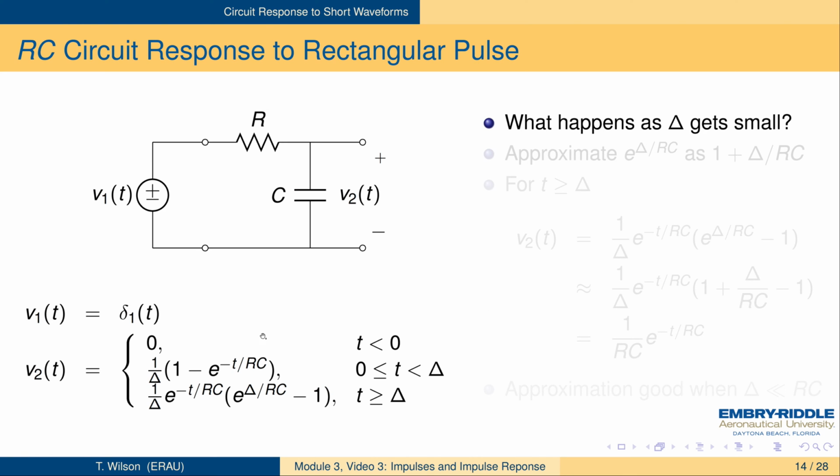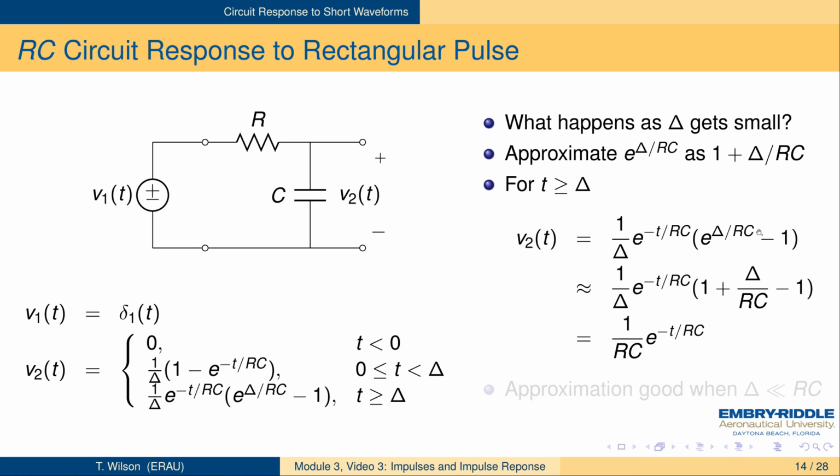So we input this waveform, and let's see what happens to this expression down here for t greater than or equal to delta as delta gets small. We're going to use a Maclaurin series to approximate e to the x, basically. You know that e to the x can be approximated by 1 plus x plus x squared over 2 plus x cubed over 6 plus, up to however many terms you want, x to the n over n factorial. So we only need a few terms here.